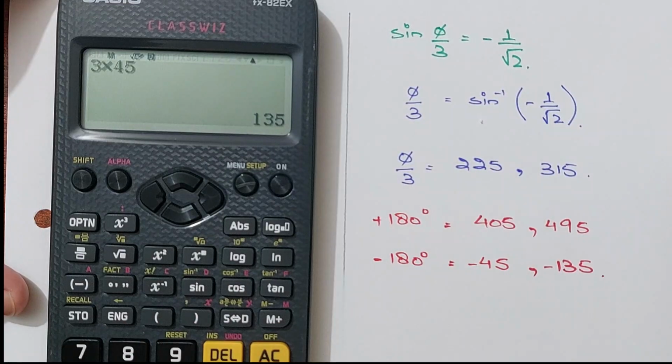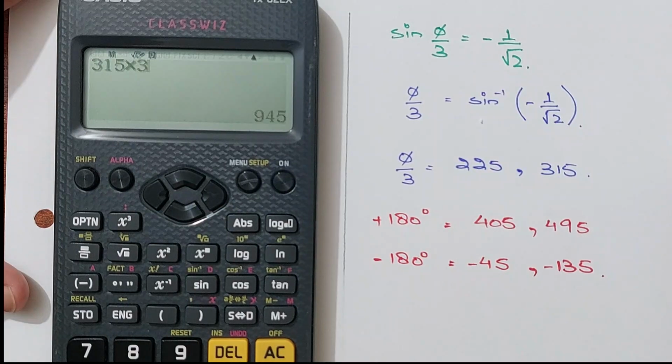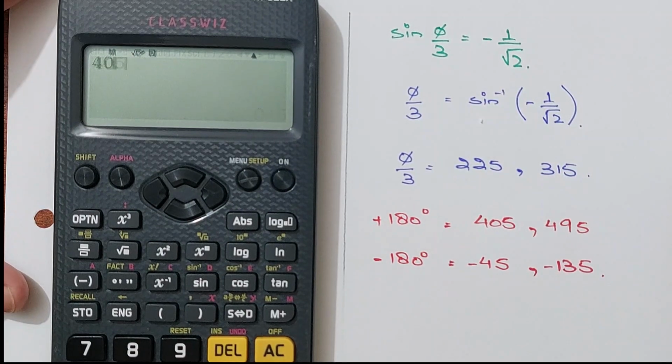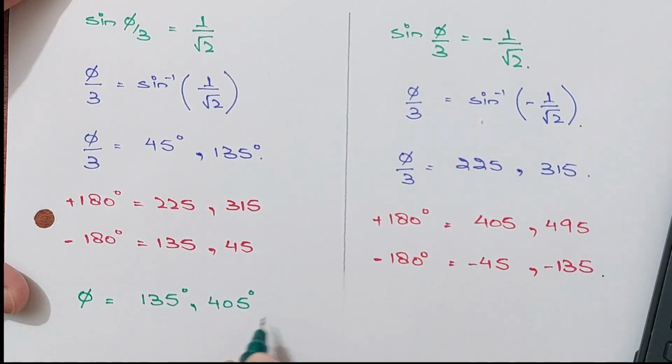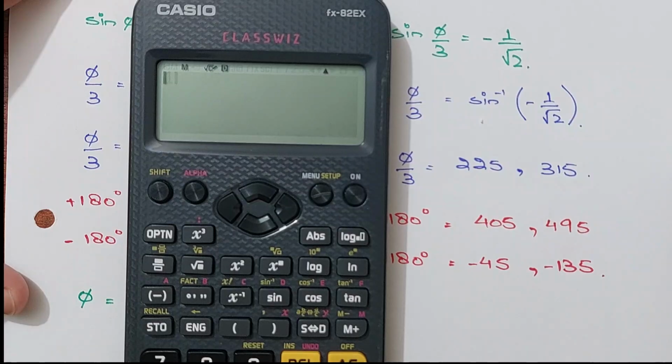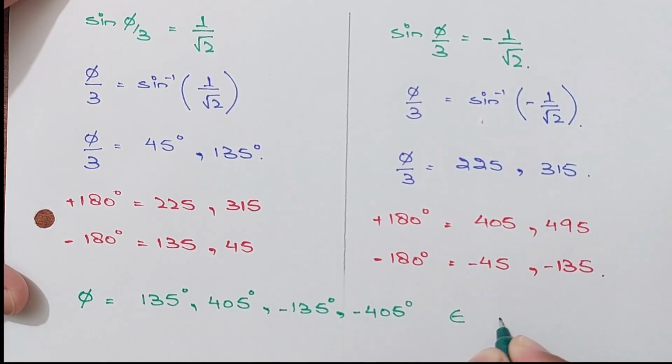Now the next, 3 times 225 is 600 something, it's more. 315 times 3 is 900, it's more. 405 times 3 is more. 495 times 3 is more. And 3 times minus 45 is minus 135, which is in the range. And minus 135 times 3 is minus 405 degrees, which is also in the given range. So these values belong to the range minus 540 degrees less than 5 less than 540 degrees, right?